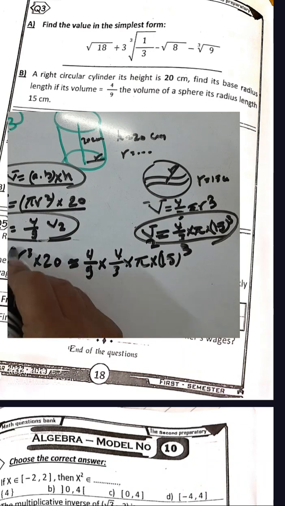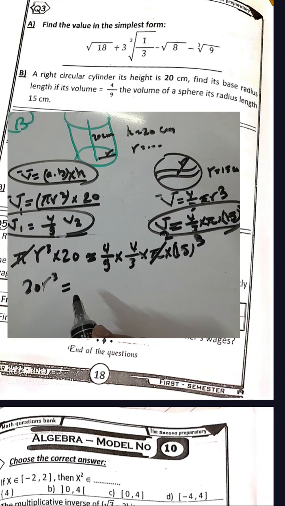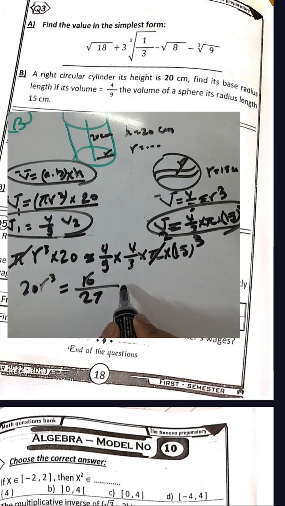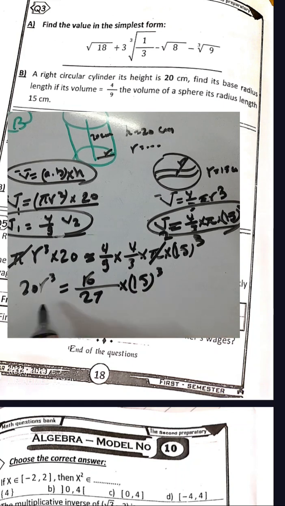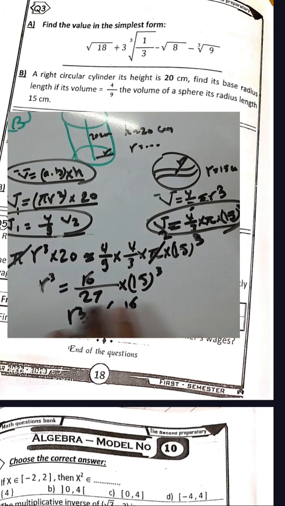Cancel pi with pi, and then r power 2 times 20. It will be 20 r power 2. And 4 times 4 equals 16. 3 times 9, 27. Multiplication by 15 power 3. Then r power 2 equals this result divided by 20. 16 we can divide it by 20. Okay, to simplify it.